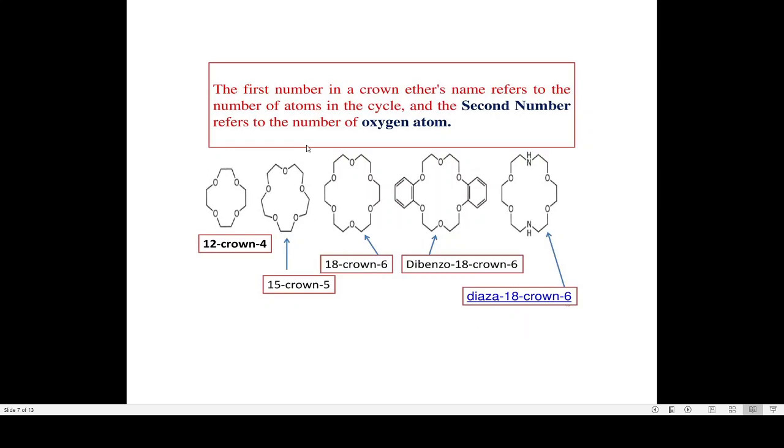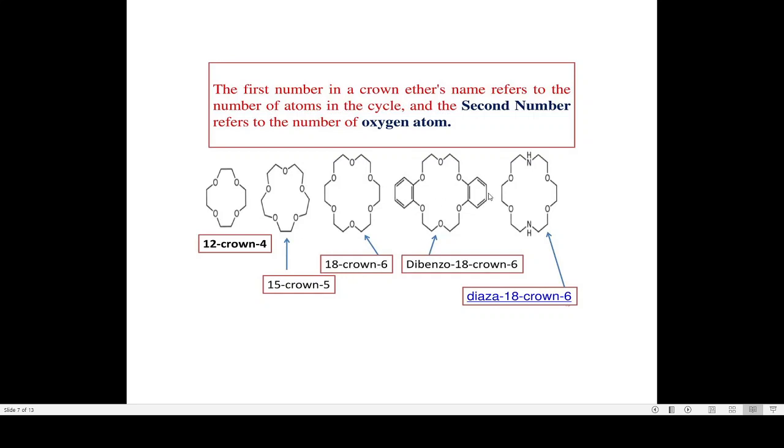So, as said in the earlier slide, the first number in a crown ether refers to the number of atoms in the cycle. So, here we have the number 12. It represents that we have 12 atoms in the ring, and the second number refers to the number of oxygen atoms. So, here the second number is 4. It designates that in this crown ether we have 4 oxygen atoms. Likewise here, 15 crown 5 says 15 atoms with 5 oxygen atoms. And these are the other examples.